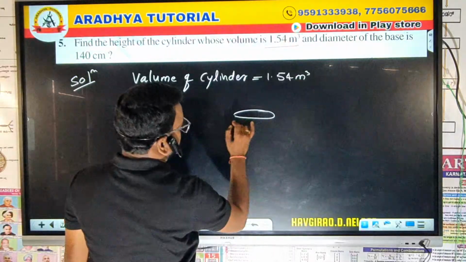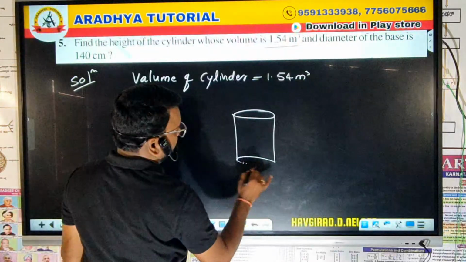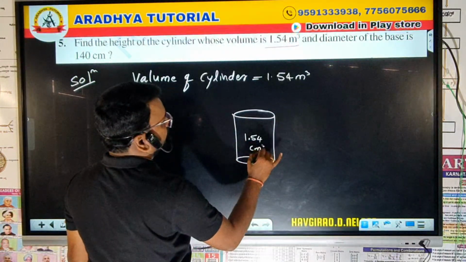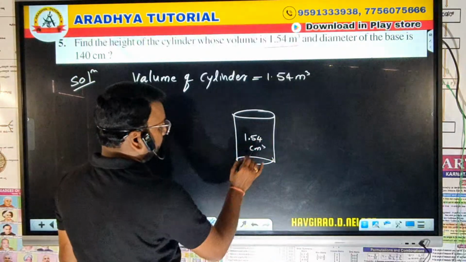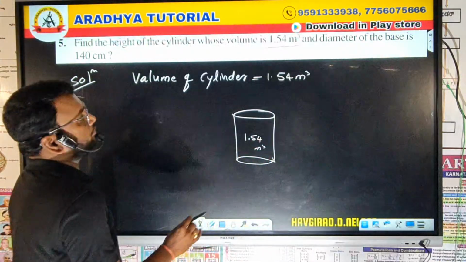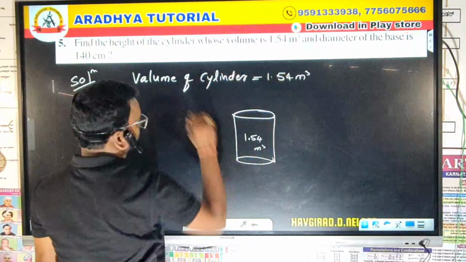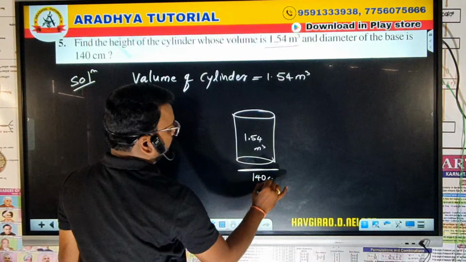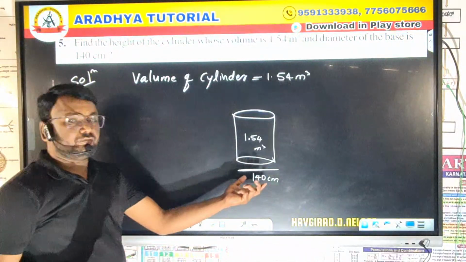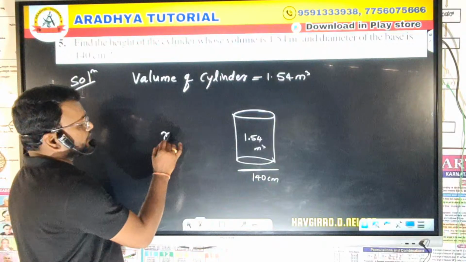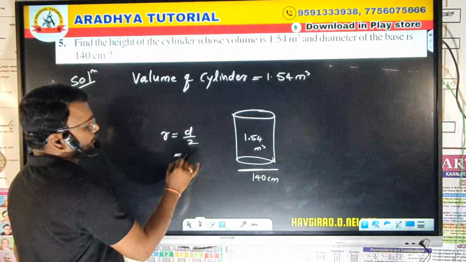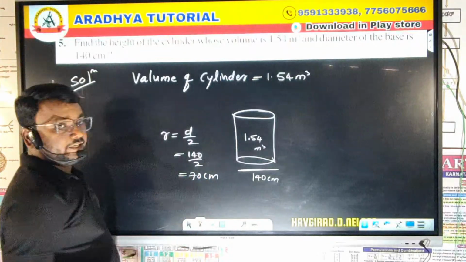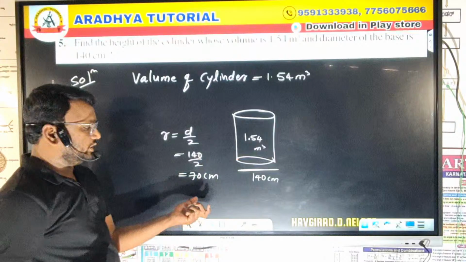Listen here, this is a cylinder. What is given here? Total volume is given, 1.54 meter cube. And the diameter of the base is 140 centimeter. Diameter is given, we have to find the radius first. Radius equals d divided by 2, that is 140 divided by 2, which means 70 centimeter. Radius of that cylinder is 70 centimeter.